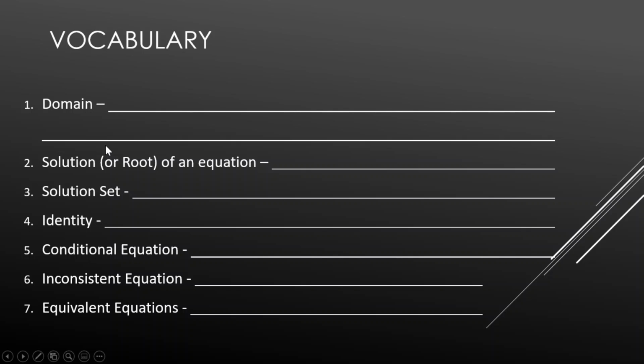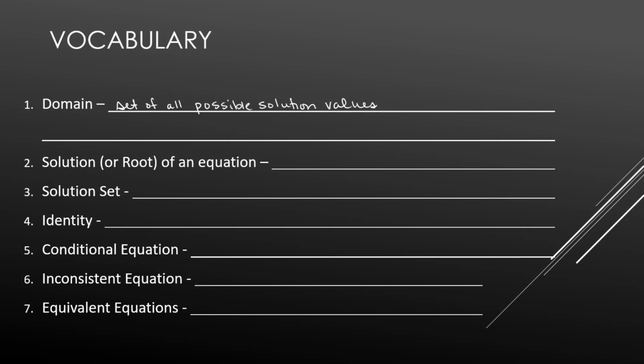So let's talk about what the domain of an equation is. The domain of an equation is the set of all possible solution values. In other words, it's the set of numbers that could even possibly work in that equation. Things that would not be in the domain would be any number that would make it undefined. So for a linear equation, pretty much the domain would be all reals.